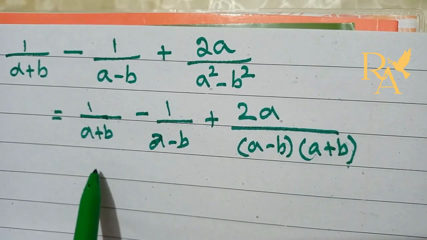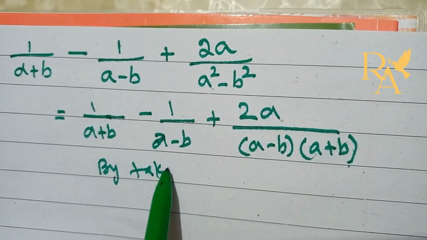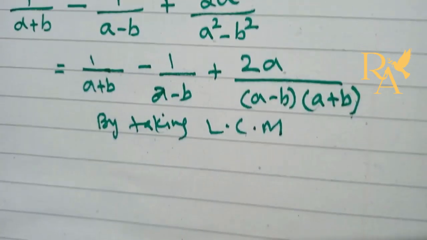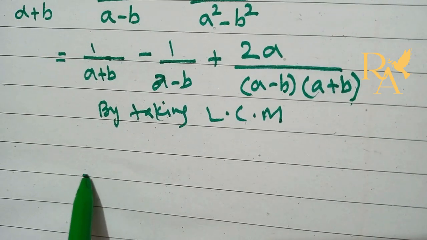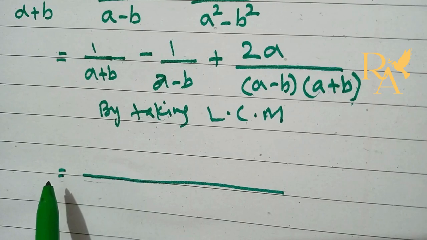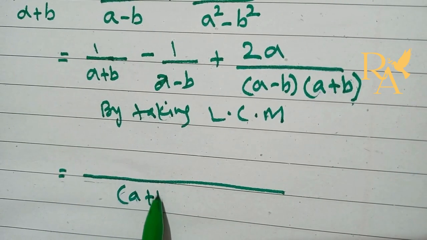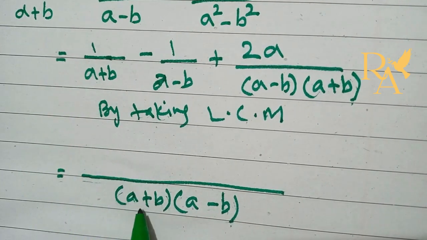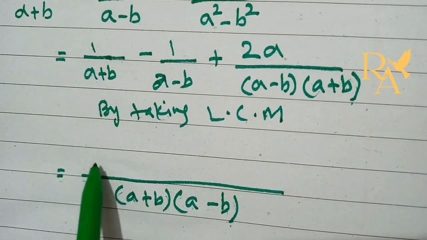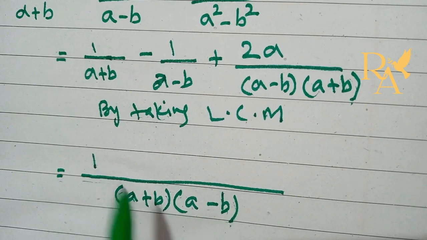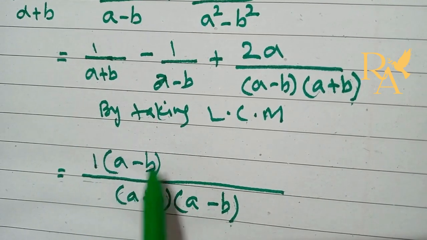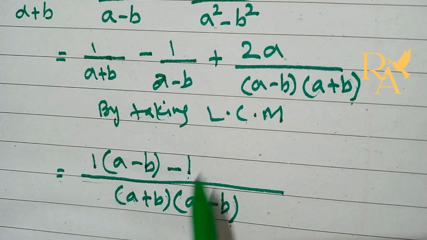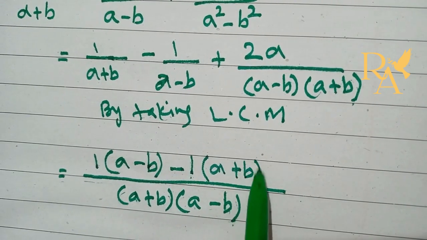Now we will take the LCM, a plus b and a minus b. A plus b and a plus b divide with each other, so here is only 1 and we will multiply with a minus b. Minus 1, a minus b divided with each other, now multiply by a plus b.